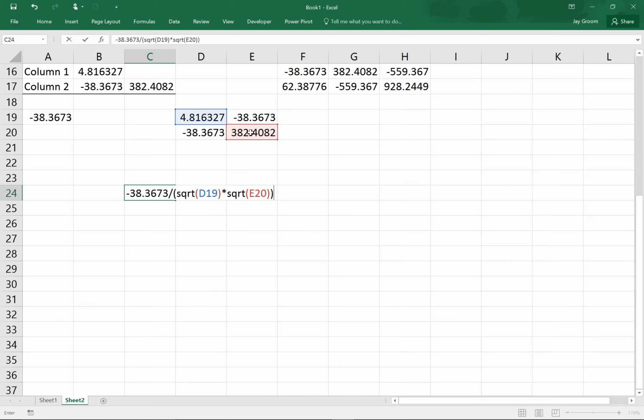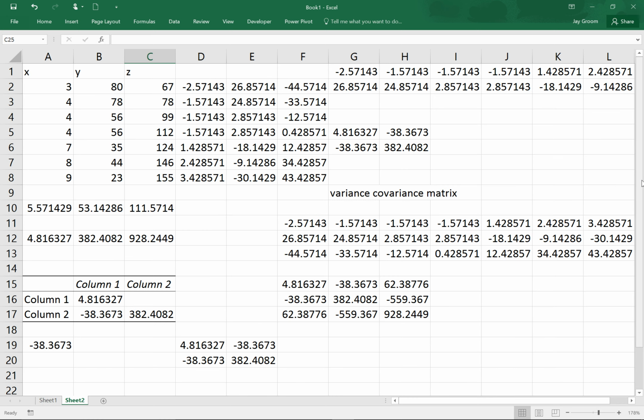And if we cross our fingers, we'll get a correlation of negative 0.894. That is a very strong correlation, which we're not terribly shocked by. 38 is a pretty good sized covariance.